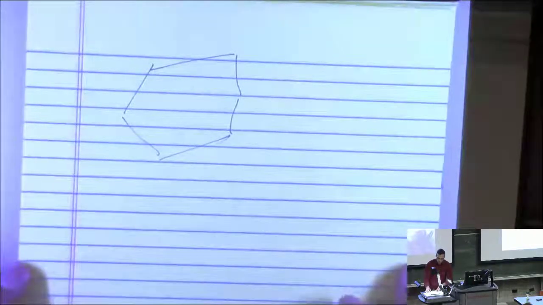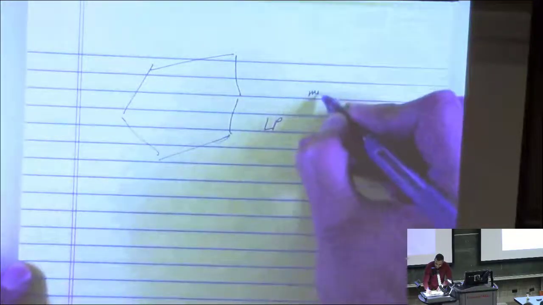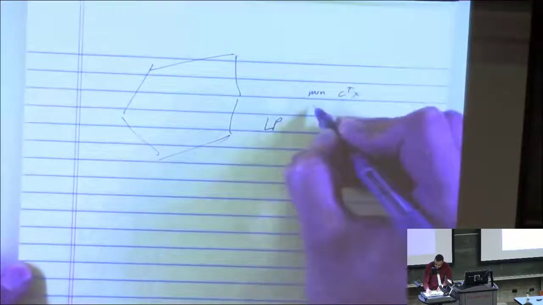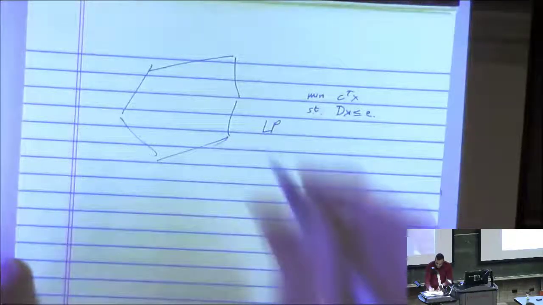Right? So the canonical example we think about with interior point methods is linear programs. So suppose I have some LP, where I'm minimizing, let's say, c transpose x, subject to a bunch of inequality constraints, d times x less than or equal to e. That defines some convex polyhedron like this.